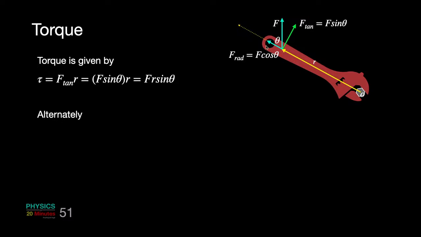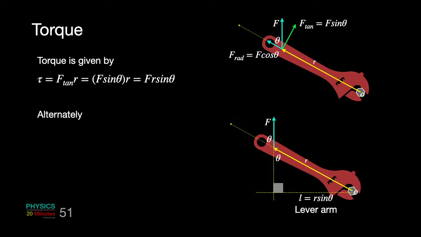So remember, R is a lever arm for F tangential. It is not a lever arm in general for force F. The other way to calculate torque is this. We have the same situation in this drawing. So all we do is we find the lever arm for force F.